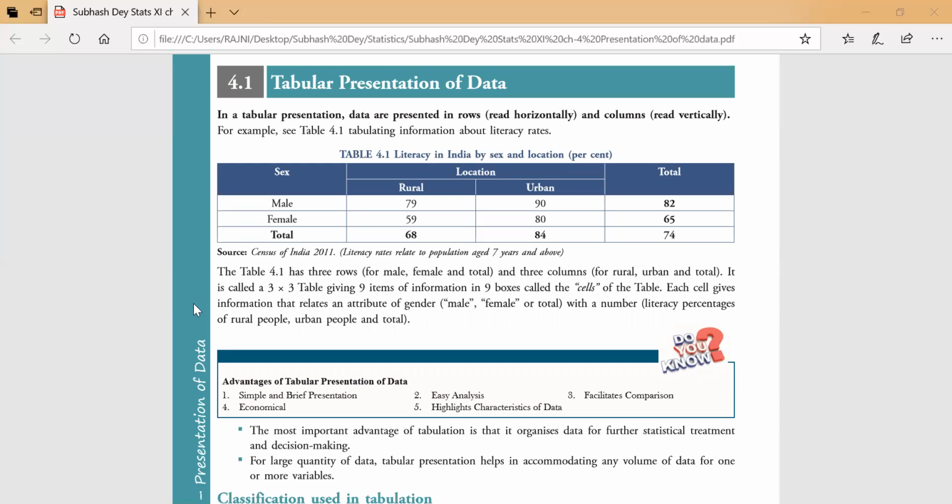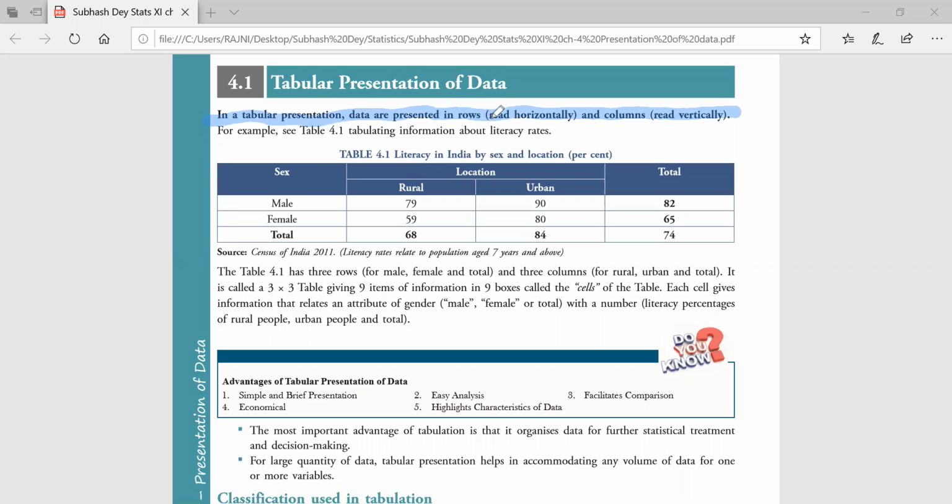Now the question arises, what do we mean by the tabular presentation of data? Before getting to the process, we must know the meaning of a table. A table is a set of rows and columns. And in a tabular presentation, we represent the data in the form of rows and columns.